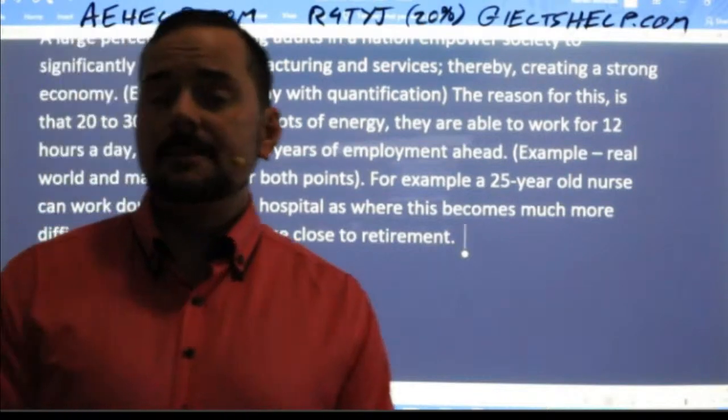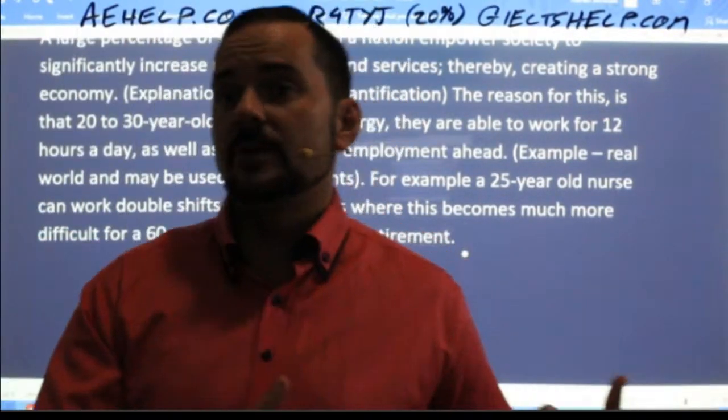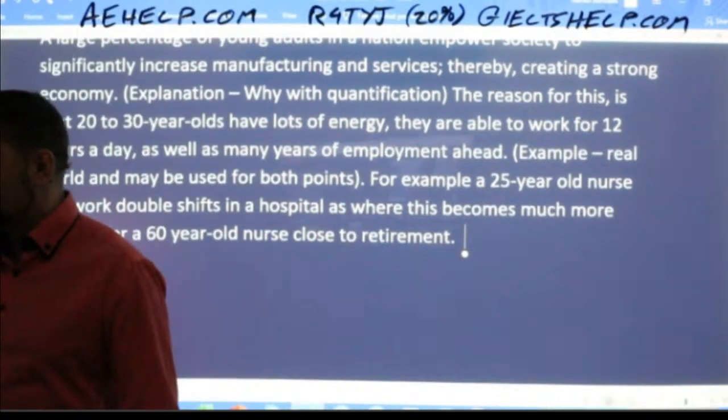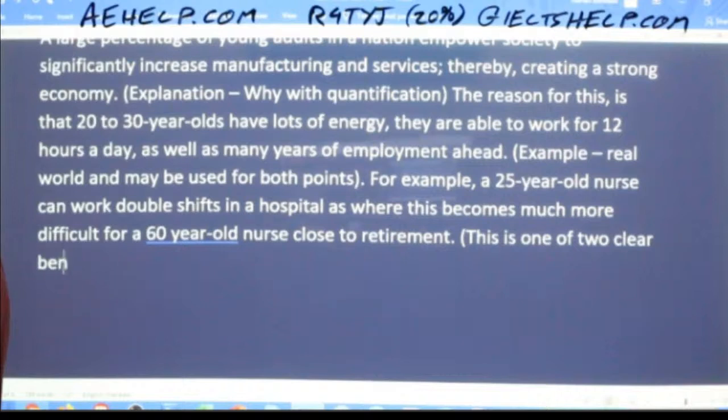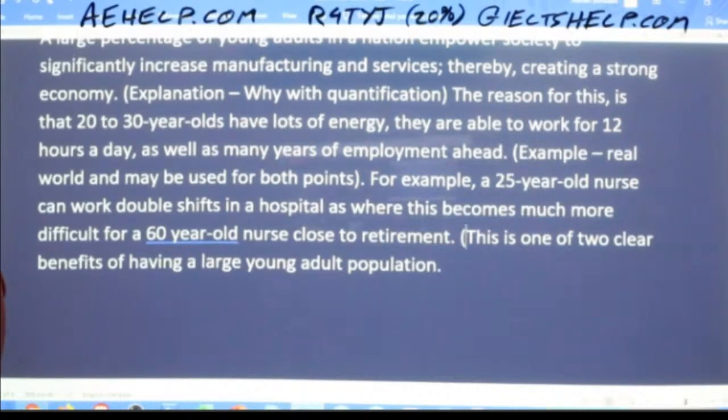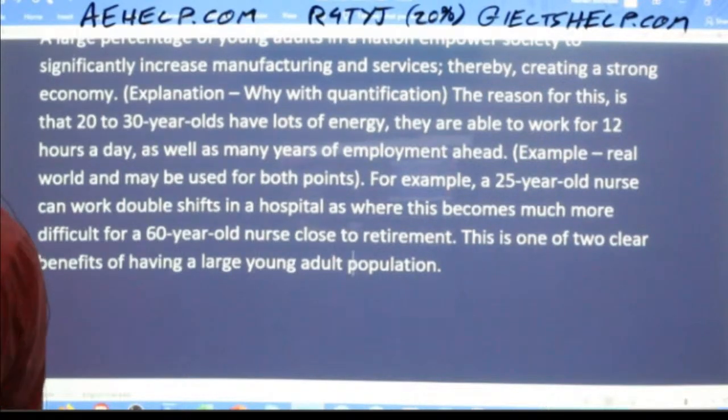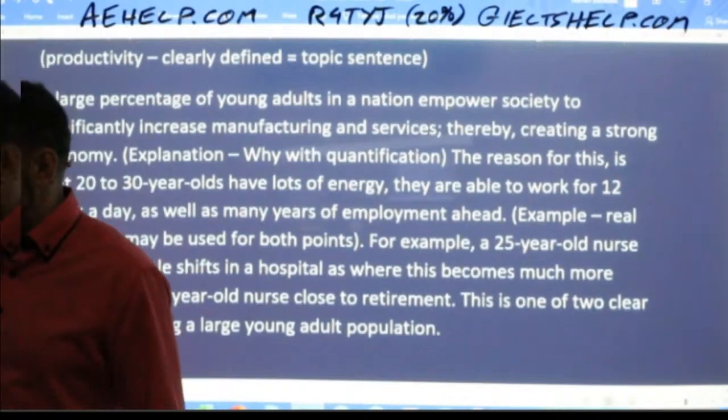So now we have an example. Now we just need to conclude to the next paragraph, which will be about development. Now we can do this in a simple way. In this case, because we're supporting the advantages in both cases, all I need to do is simply write, this is one of two clear benefits of having a large young adult population. So I don't need to overcomplicate this. I just need to say this is one of the two reasons. The next one is development, right? And I can just get right into that. So here's my body paragraph.